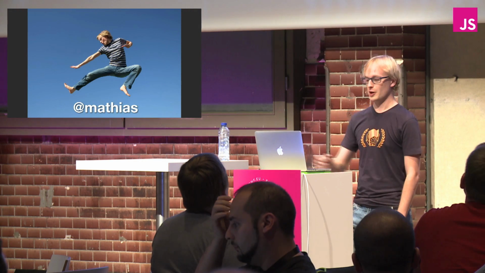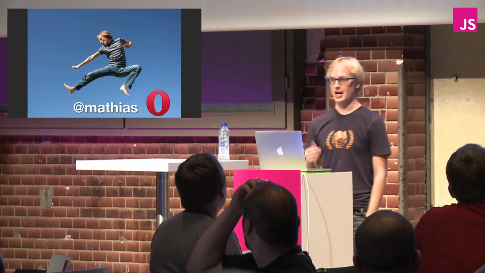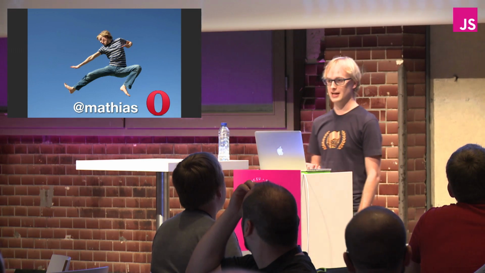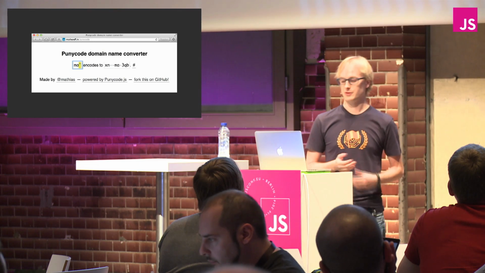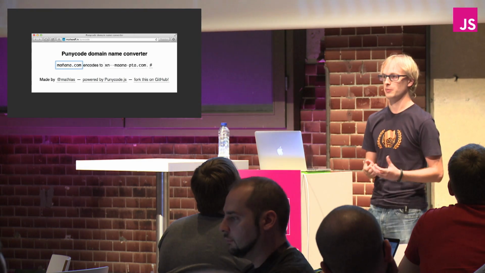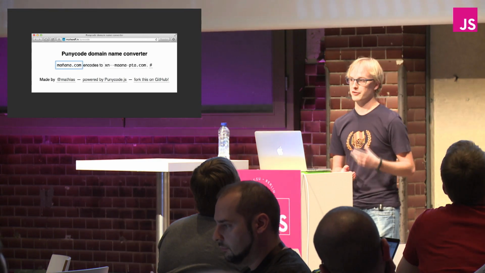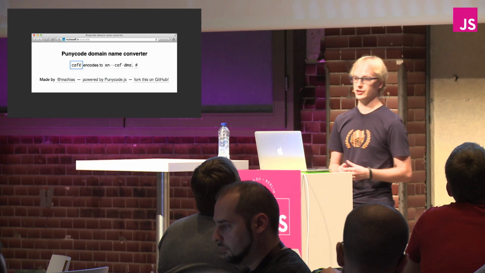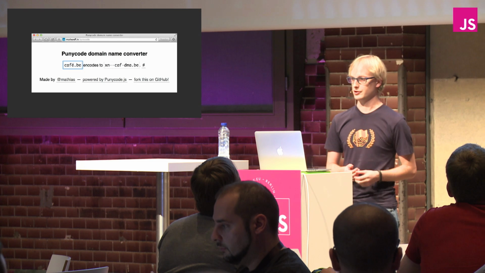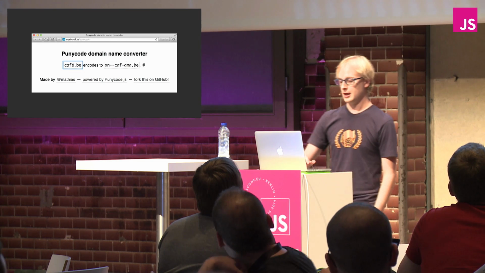Hi, I work for Opera Software in developer relations, and both as part of my job and in my spare time, I like to collaborate on open source projects. One example of such a project is Punycode.js, which I wrote a couple of years ago. Nowadays, it's part of Node.js itself. It ships with Node, so if you want to play around with it, you can just require it and start using it. You don't have to npm install anything.